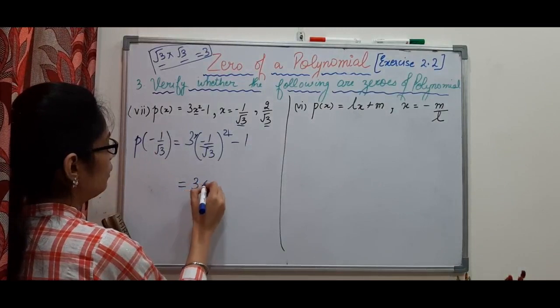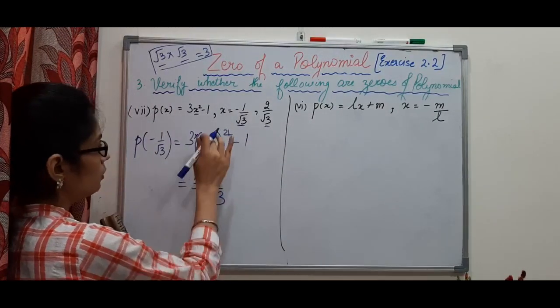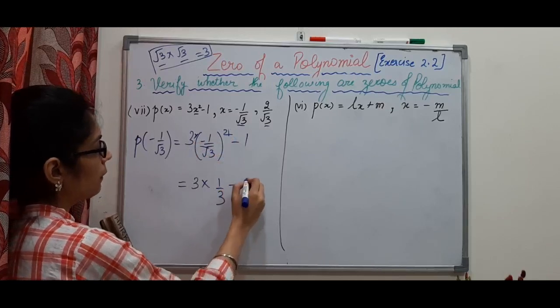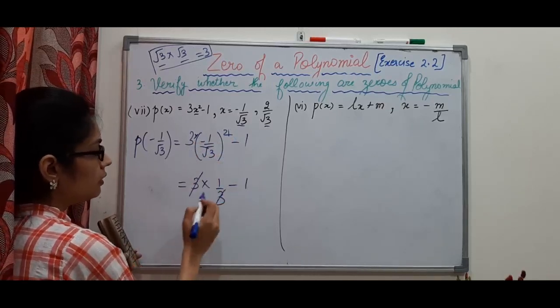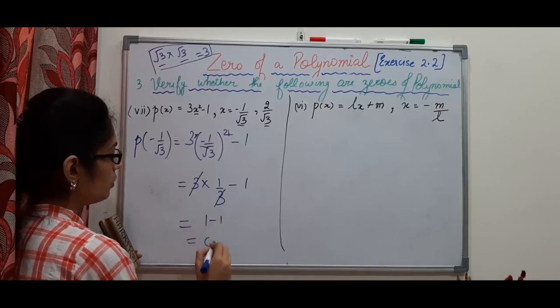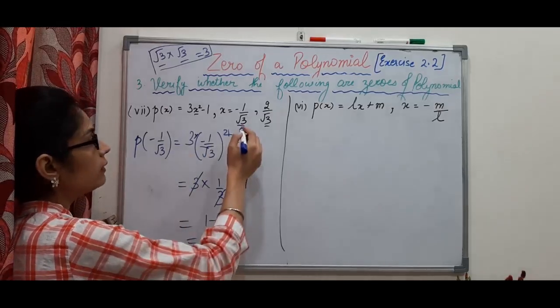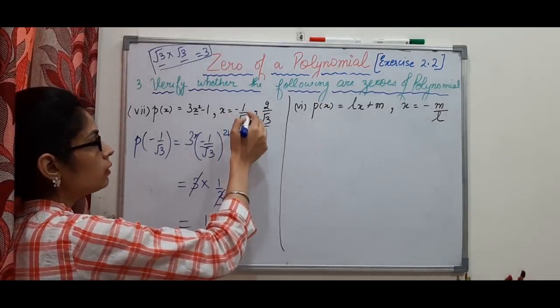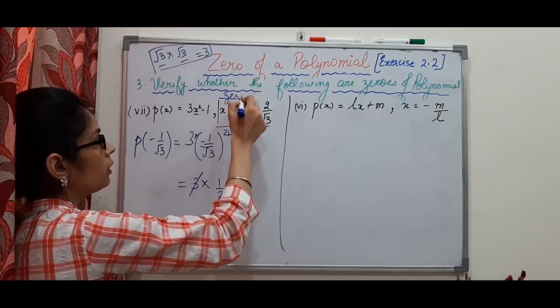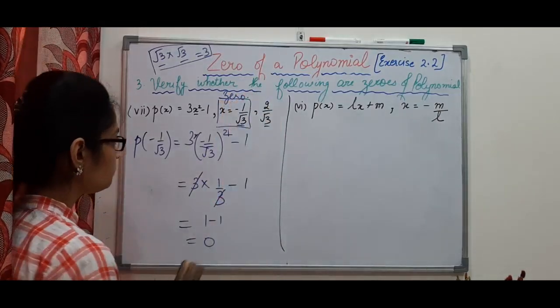So 3 into 1 by 3, because the square of this term will become 1 by 3, minus 1. So this 3 and this 3 will get cancelled. 1 minus 1 is equal to 0, which means x equal to minus 1 by root 3 is a 0 of the given polynomial. Now let's check for this one.